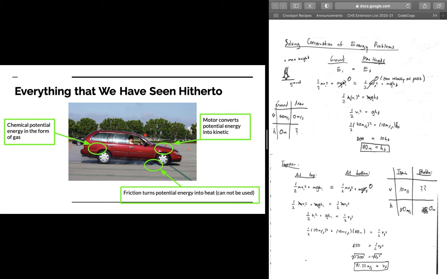Now we have friction between the tires and the ground, or the brakes too, that turns that potential energy or kinetic energy into heat that cannot be used. So friction we can think of as a non-conservative force. We can also think of it as what we call a parasite force, if we want to be a little bit informal, in that it siphons off energy that we cannot use.